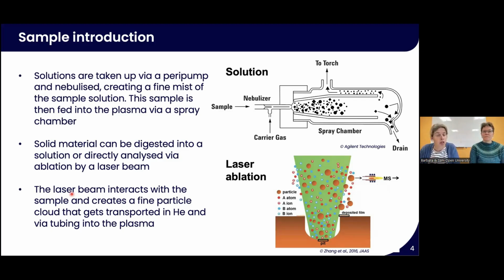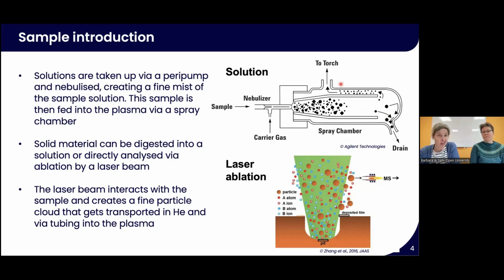So solutions are taken up via a peristaltic pump and fed into a nebulizer. There's an image here of the nebulizer, so you can see our sample is taken in through here. And there's a series of gas flows, carrier gas that feeds the sample through the nebulizer and creates this fine mist. The mist then enters the spray chamber. The larger droplets fall through the spray chamber and out towards the drain, and the finer droplets make it through towards the torch to the plasma to be ionized.